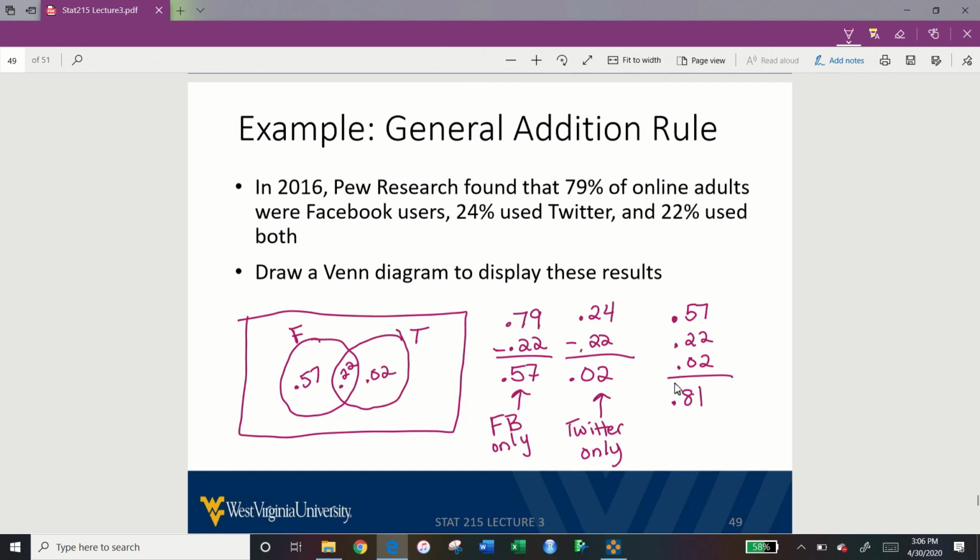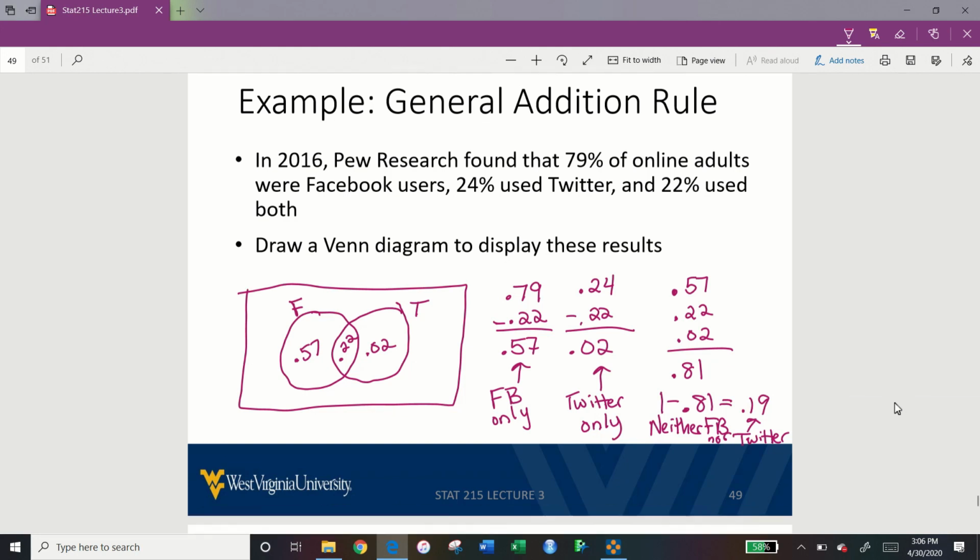Now, to find the people who are neither users, we should subtract from 1 using our complement rule. So 1 minus 0.81 equals 0.19. So 19% of people use neither Facebook nor Twitter. Okay, we're really rolling now. Let's do one more example.